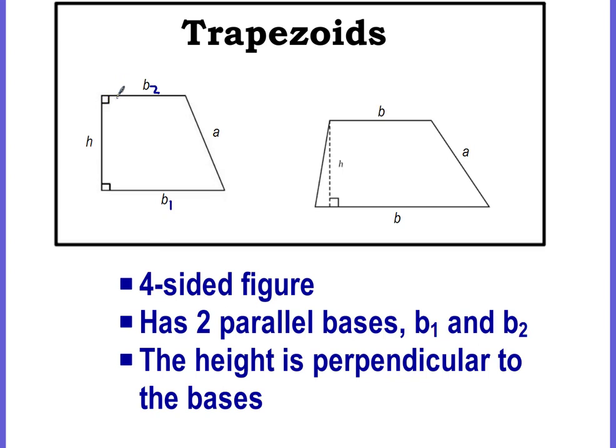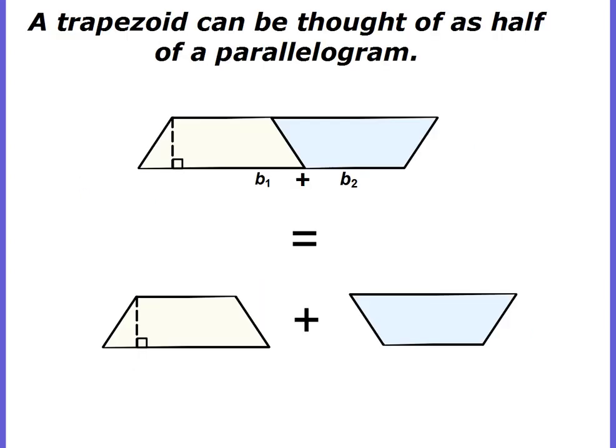The height, you have to be standing straight and tall like you're at the doctor's office. So the height has to be perpendicular to the base. So how can we come up with the formula? You can think of a trapezoid as half of a parallelogram. So here we have half of a parallelogram, and we cut it kind of diagonally in the center, and it gives us two trapezoids. If you put them together, you have the full parallelogram.